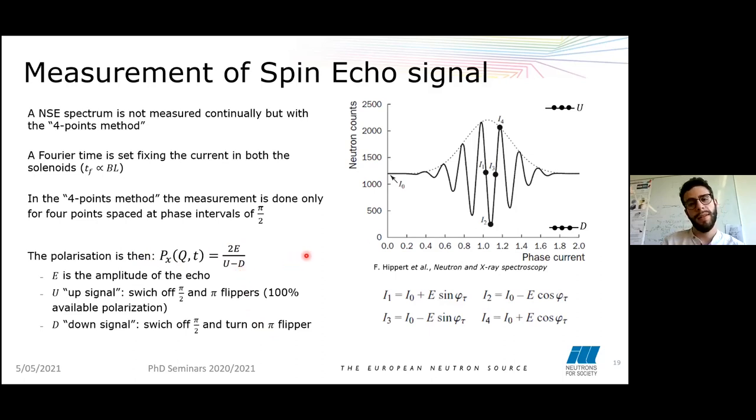Here I want to stress that the envelope of the spin echo group reflects the Fourier transform of the distribution of the wavelength of the neutrons exiting the velocity selector.